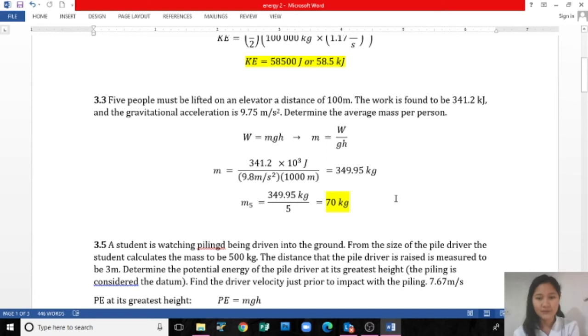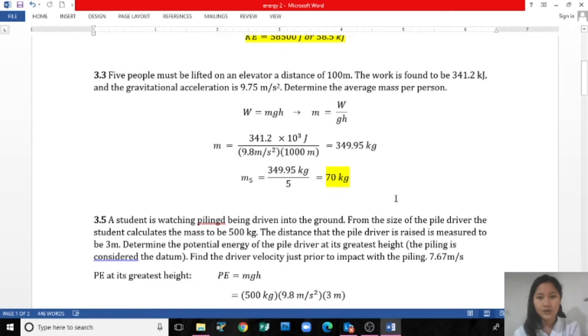Next is problem 3.3. 5 people must be lifted on an elevator at a distance of 100 meters. The work is found to be 341.2 kilojoules, and the gravitational acceleration is 9.75 meters per second squared. Determine the average mass per person.